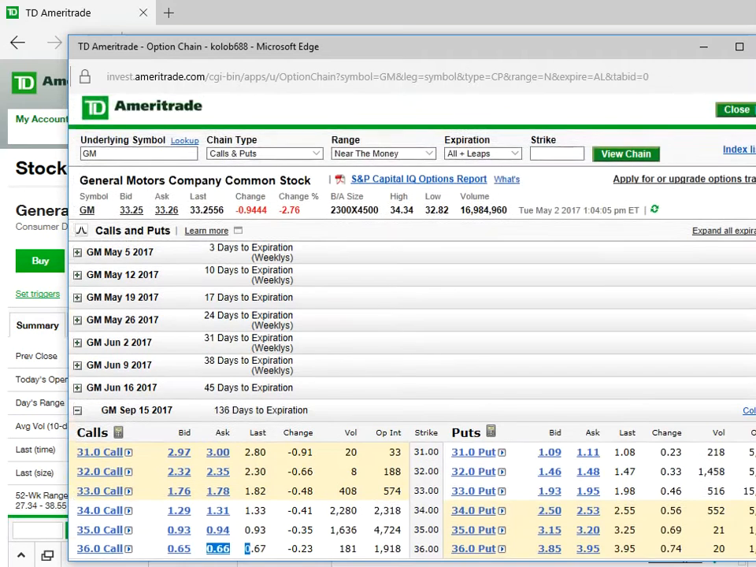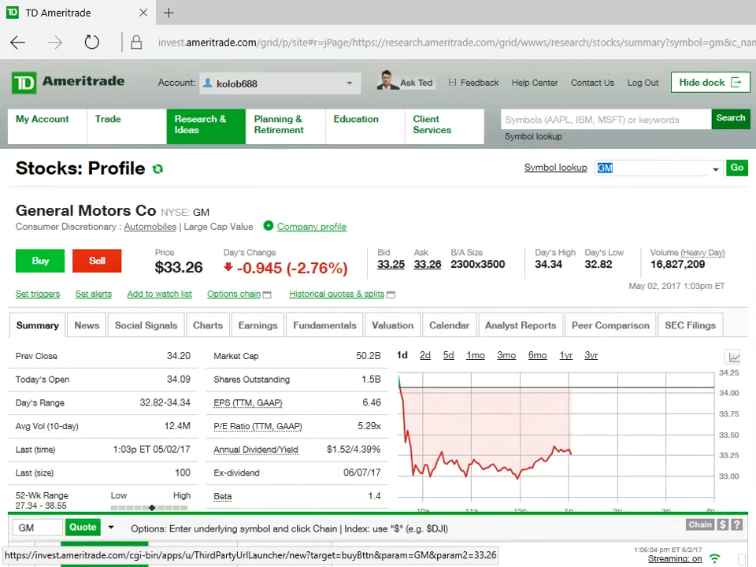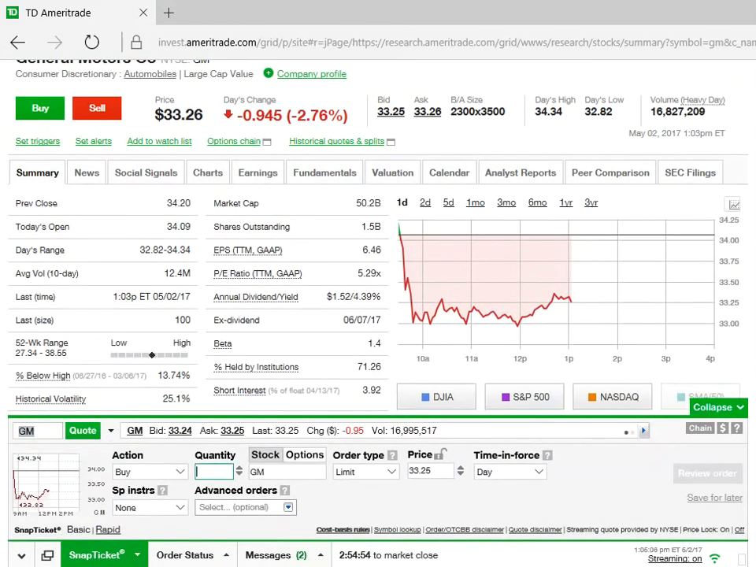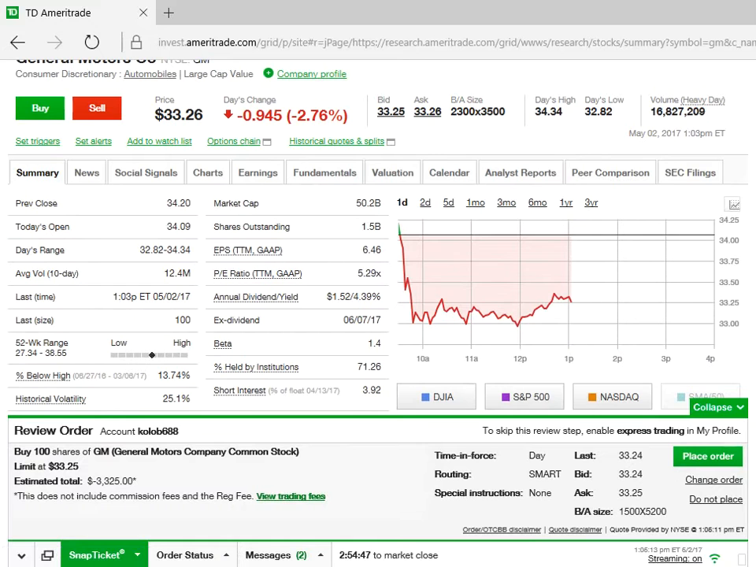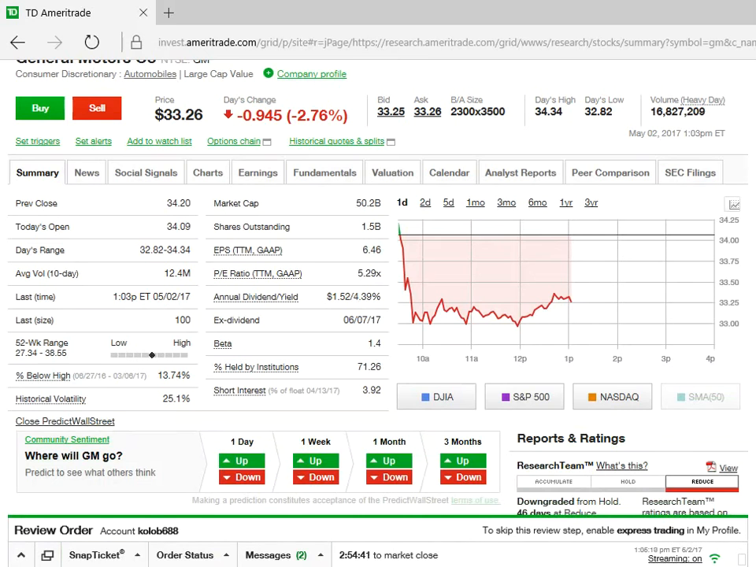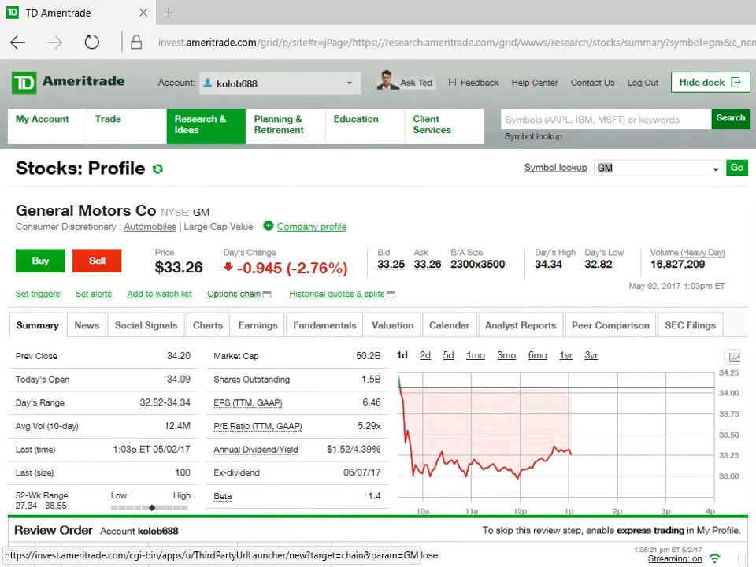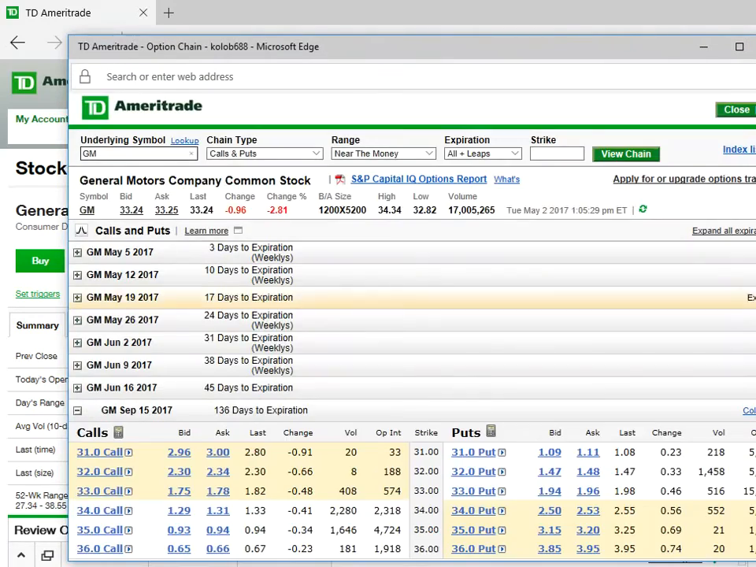So what you would do is first you would buy 100 shares of General Motors, right? You click on the buy, and then you go down here and you put in your 100 shares like that. You click the review order, and there you go, $3,325. I'm not going to place the order because I do not want to buy 100 shares myself. But for the video, you bought 100 shares, and now you're ready to sell a covered call or write a covered call. So you click on option chain.